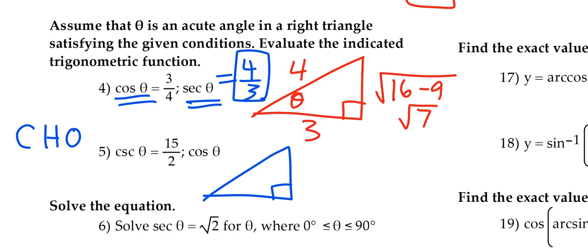Cosecant goes with hypotenuse over opposite, so which one is the 15? The hypotenuse. All right, that'd be theta down here in the corner. Which one's the opposite? The right side. So, what do you got for the remaining side?